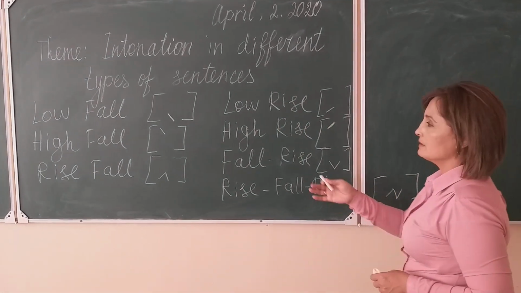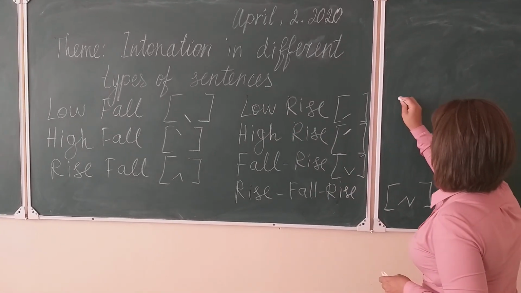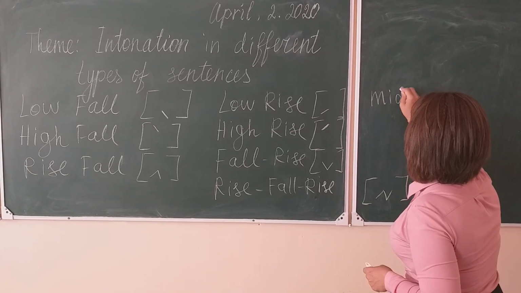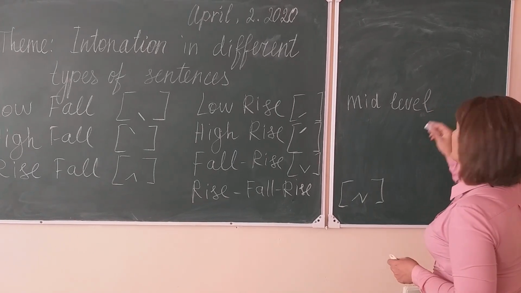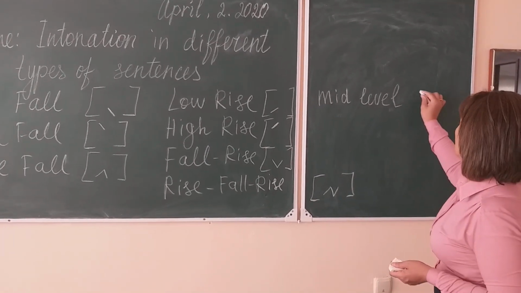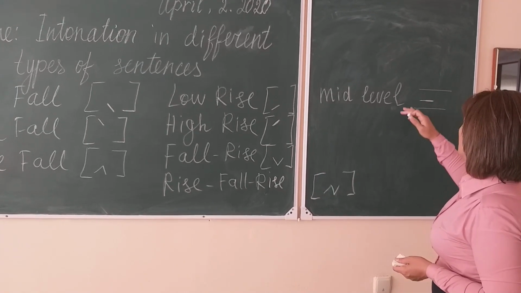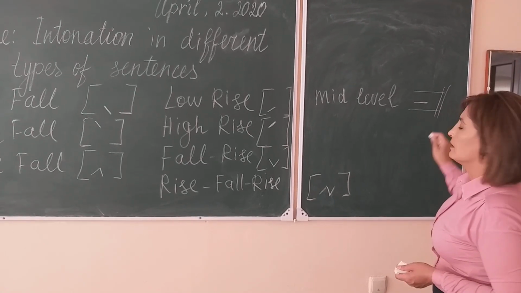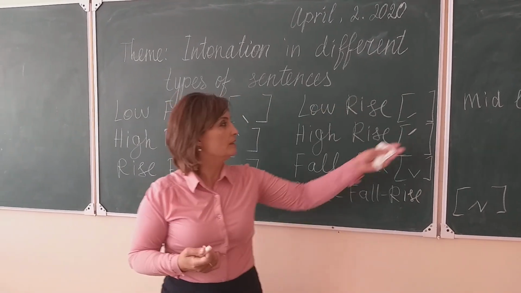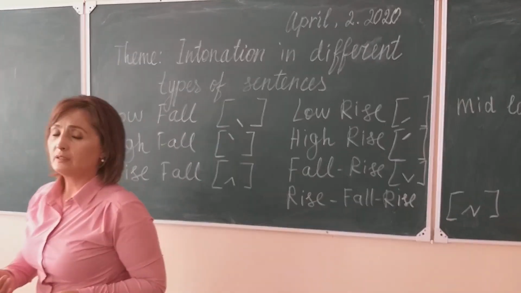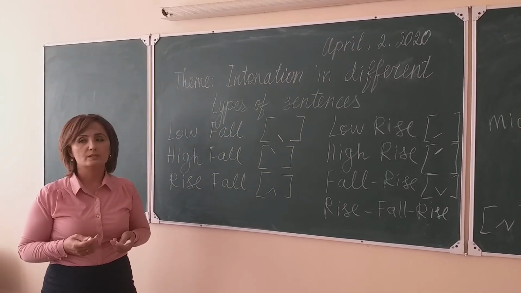And as you can see, these are the 3 falling tunes, the 4 rising tunes, and the last one, the eighth one, is the mid-level tone. Mid-level neither falls nor rises. So in the tonogram, we mark it with a straight dash, like this. People who have monotonous speech mainly use the mid-level tone. But this is not an appropriate intonation, especially for a teacher.